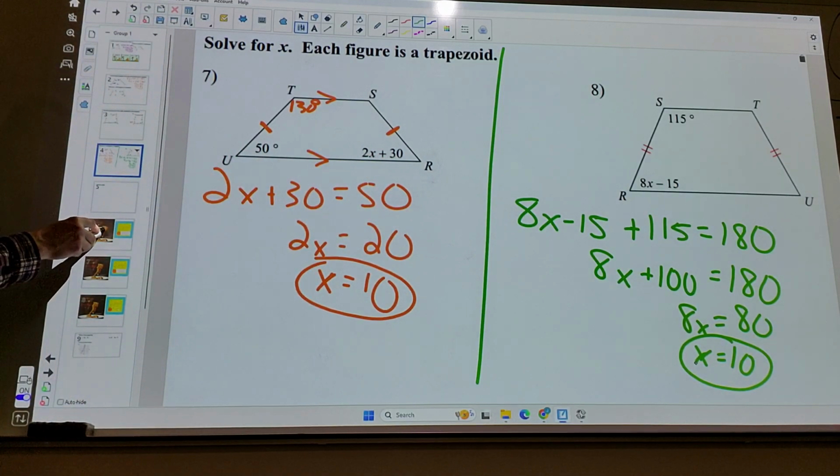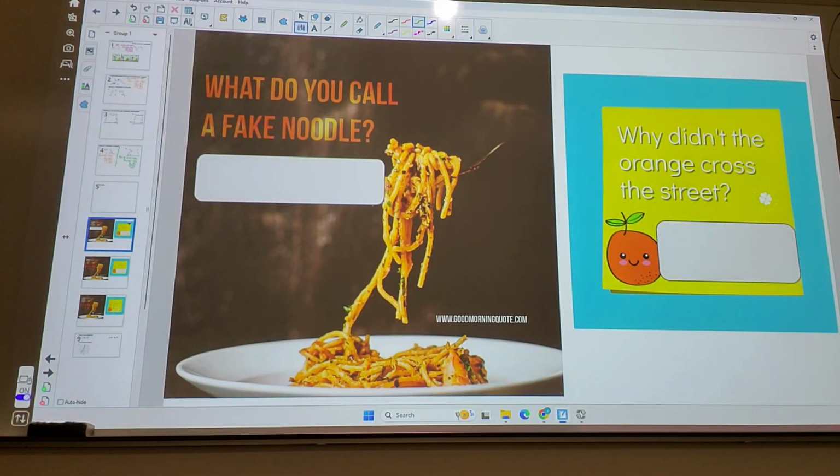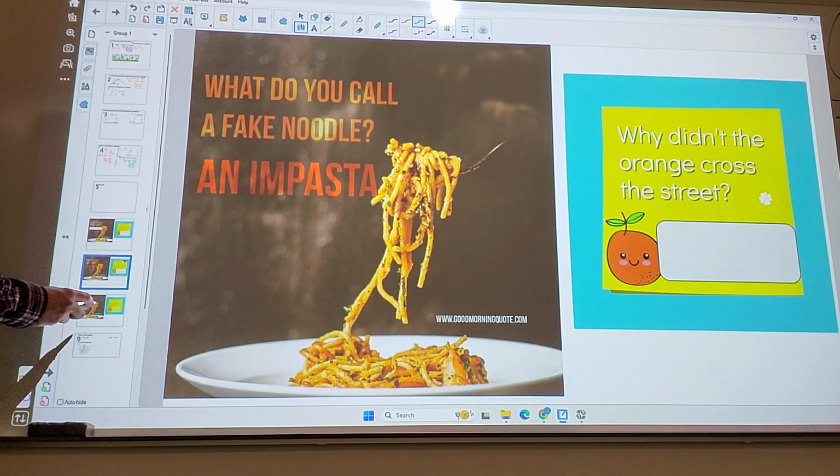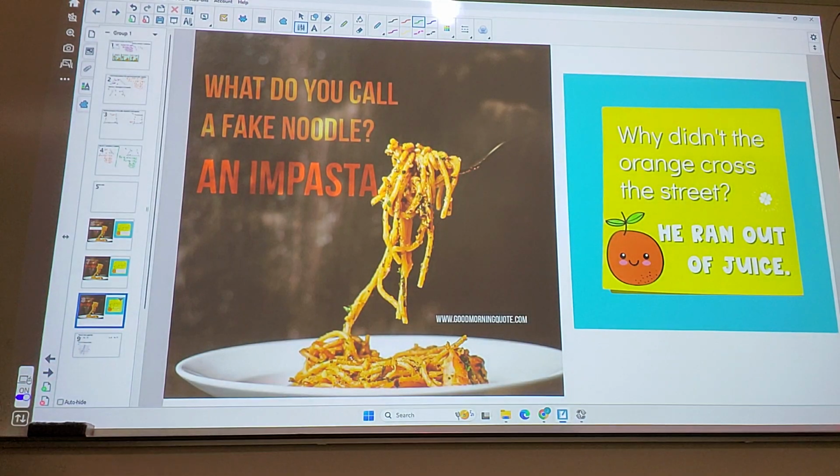All right, two jokes. What do you call a fake noodle? This is a classic. A fake noodle is called an impasta. Why didn't the orange cross the street? He ran out of juice.